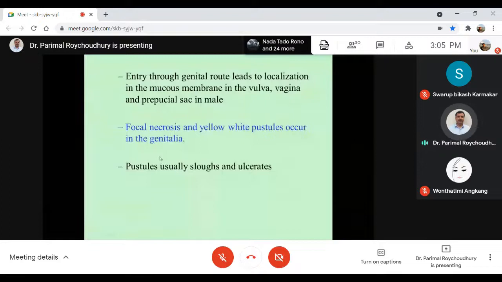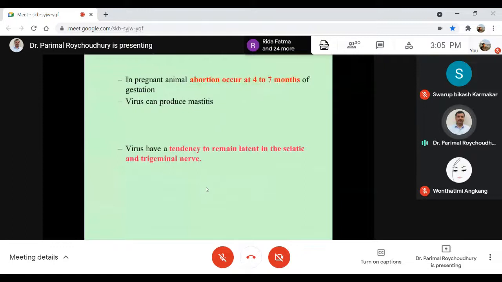These lesions, like focal necrosis and yellow-white pustules, occur in the genital form, and this is a localized infection. It's not generalized. Generalized infections are seen when the animal exhibits signs of rhinitis and fever, and then the virus is circulated in the blood. In pregnant animals, the abortion occurs at 4 to 7 months, which is one characteristic, and this is because of the generalized infection, not because of localized infection.